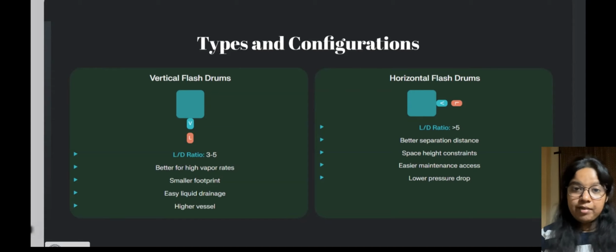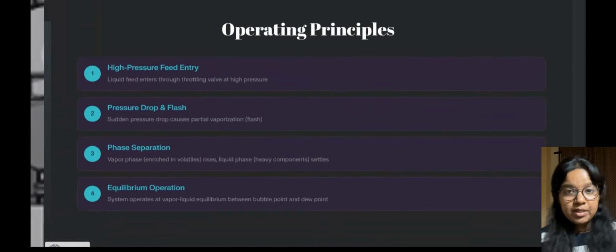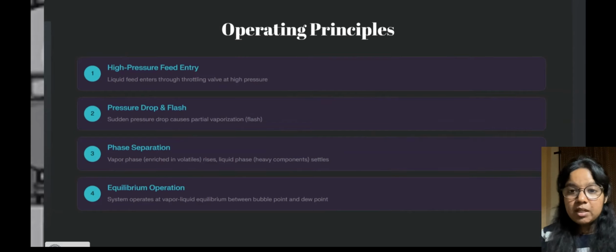Now, for how the flash process works. The high pressure liquids experience a sudden pressure drop, causing partial vaporization. The vapor phase becomes enriched in volatile components and rises, while the liquid phase becomes enriched in heavy components and settles. The system eventually reaches a vapor liquid equilibrium.